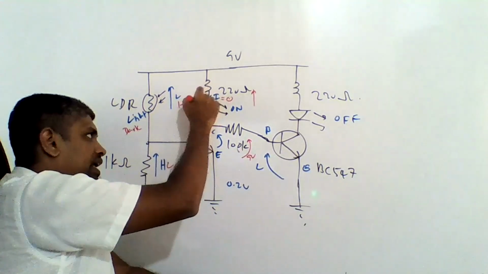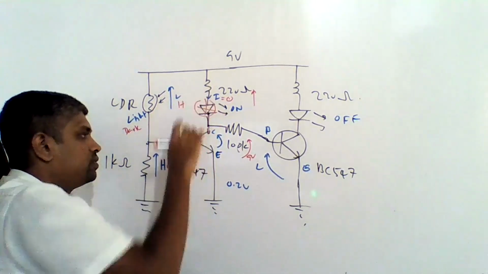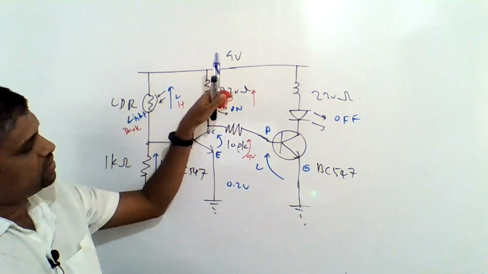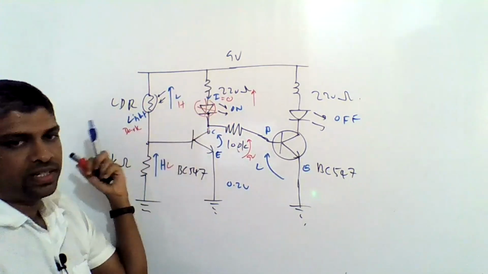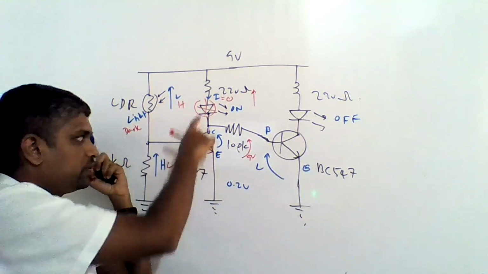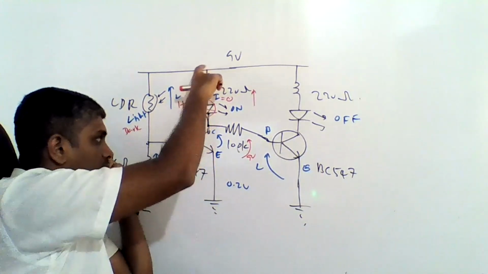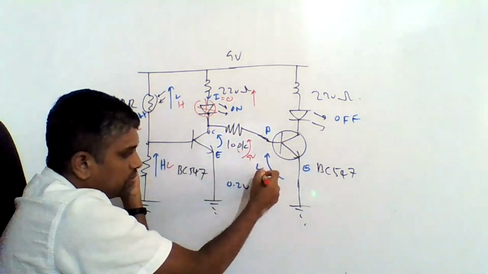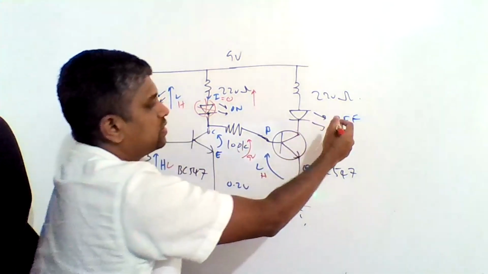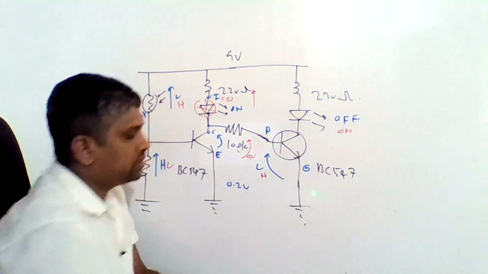Let's say this is not available, only the resistor. Then in this branch there is no current flow. No current flow means the supply voltage is across this collector and emitter. That means it will be a high value, and a high value means this will turn on. That is what is happening.